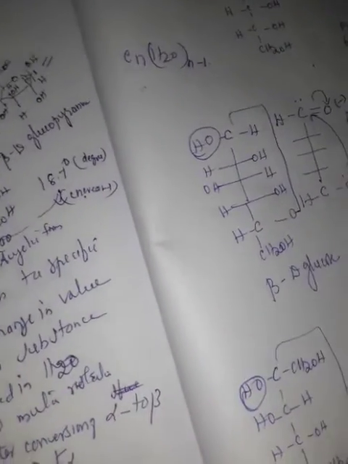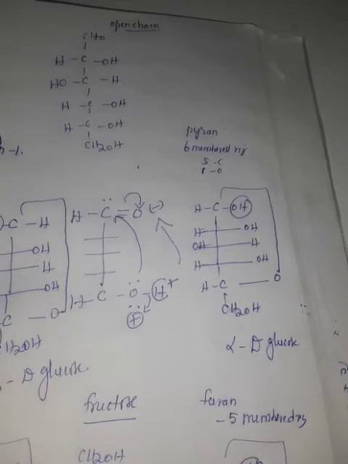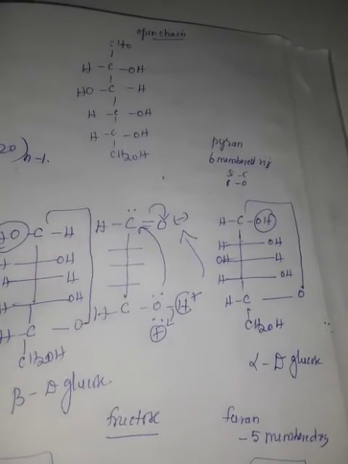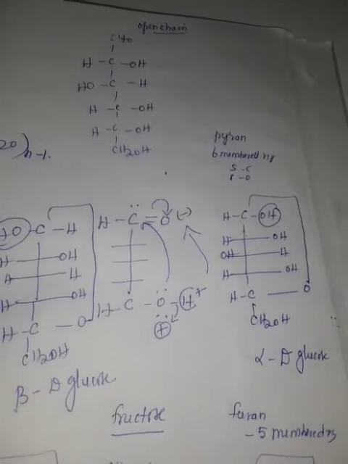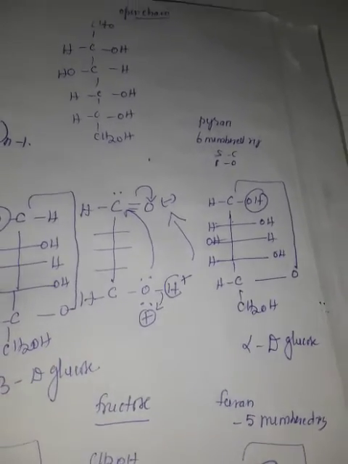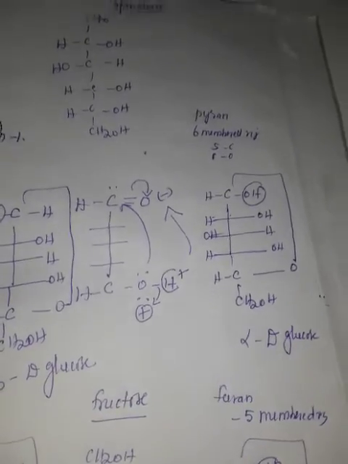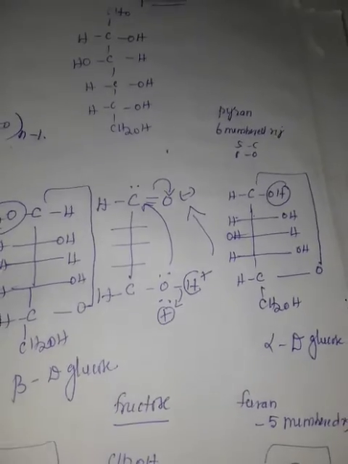Already in the previous videos I have shown the open chain structure of glucose, then alpha D, beta D, fructose, alpha D, beta D, everything. Glucose takes the pyran form. Pyran means having a 6-membered ring, 5 carbon and 1 oxygen. Furan means a 5-membered ring having 1 oxygen. Once more I will revise.